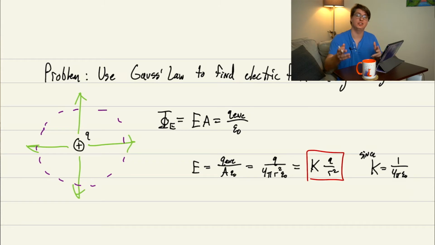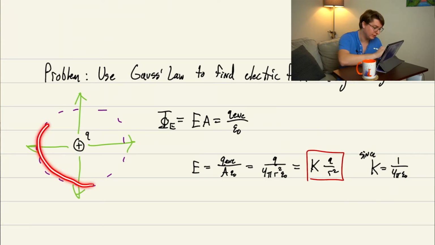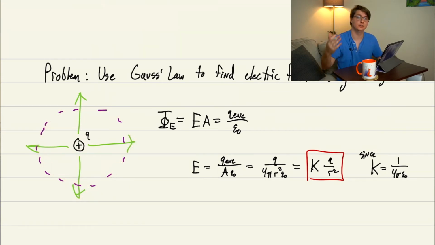Let's use Gauss's law to derive Coulomb's law. So we have a single charge here. It's emitting out electric field lines in every direction. And we're going to surround it by a spherical Gaussian surface. So this is going to do something pretty special.